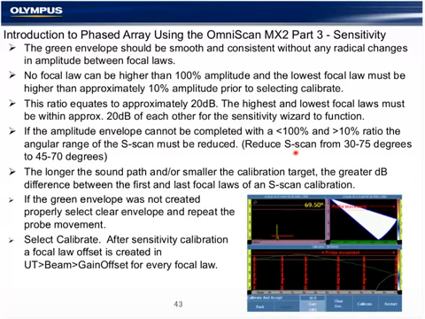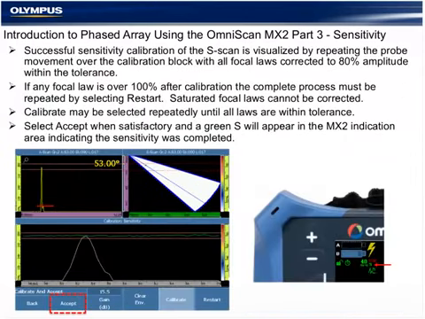Successful sensitivity calibration of the S-scan is visualized by repeating the probe movement over the calibration block with all focal laws corrected to 80% amplitude. Any focal law over 100% is saturated and cannot be corrected. So we can select the calibrate button repeatedly until all of the A scans are within this tolerance within the window.